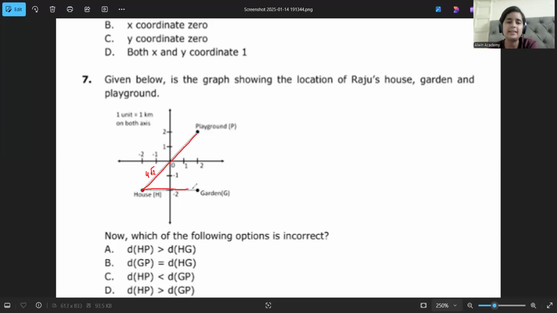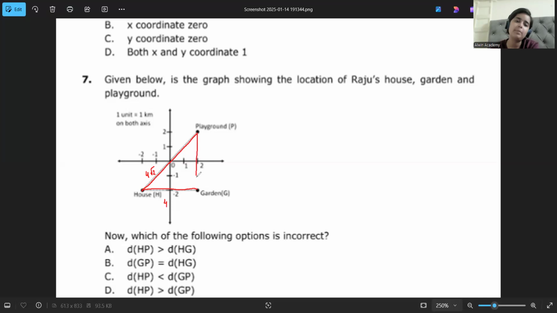Then we find HG, again applying the distance formula, x2 minus x1, that is 4 square plus, now y is the same, so 0, so 16 plus 0, a whole under root, root 16, this is 4 units.